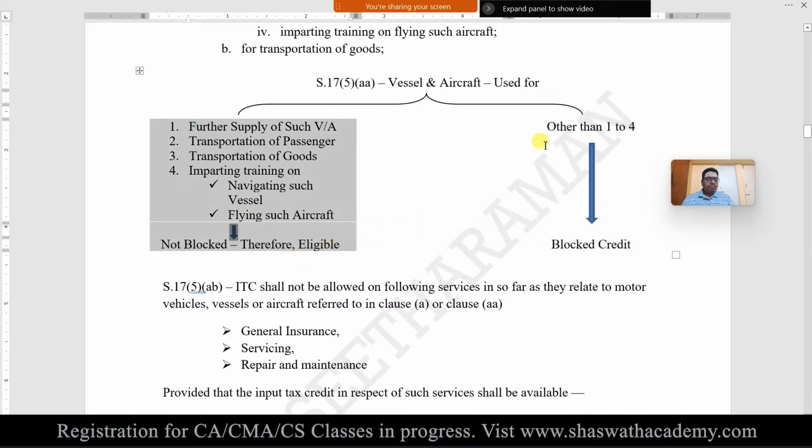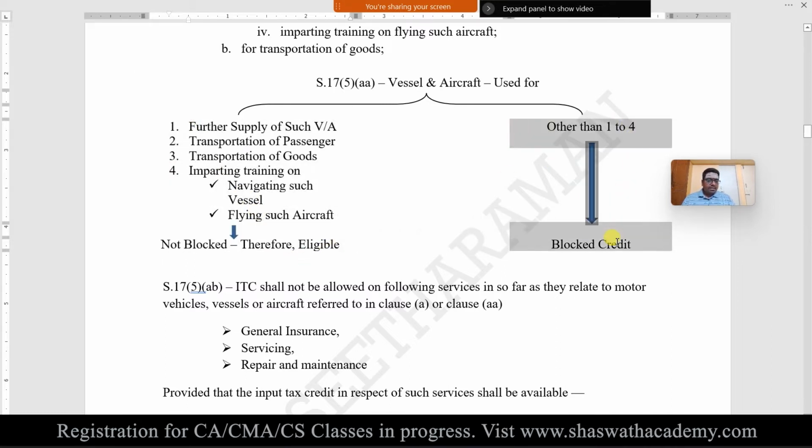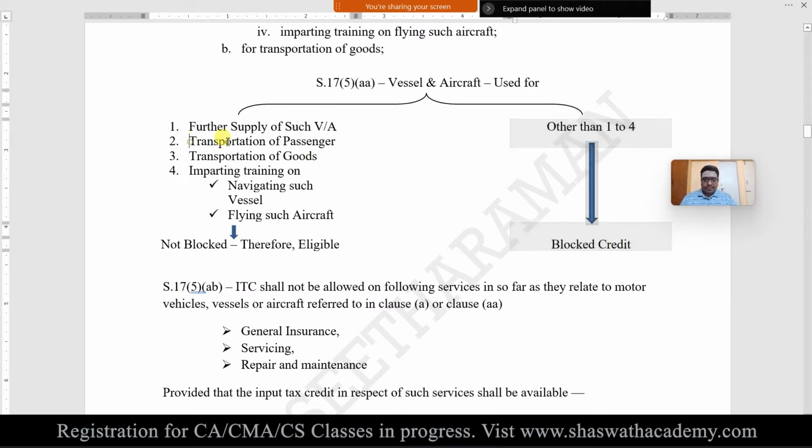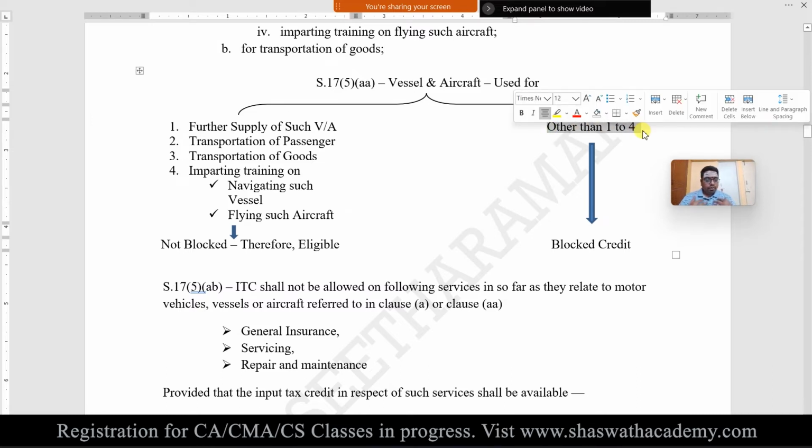Sir, what is other than the said purpose? Popular thing, you are buying a flight for your private journey. You are buying a private jet. Oh, private jet, sir. Sir, that is also used for transportation of passengers, sir. No. Passenger means general public, anybody indiscriminately should be transported. Whereas here you buy a private jet, you want to fly it by yourself. For what purpose, sir? Pleasure purpose, sir. I have money, I am doing it, sir. Very good. Blocked.